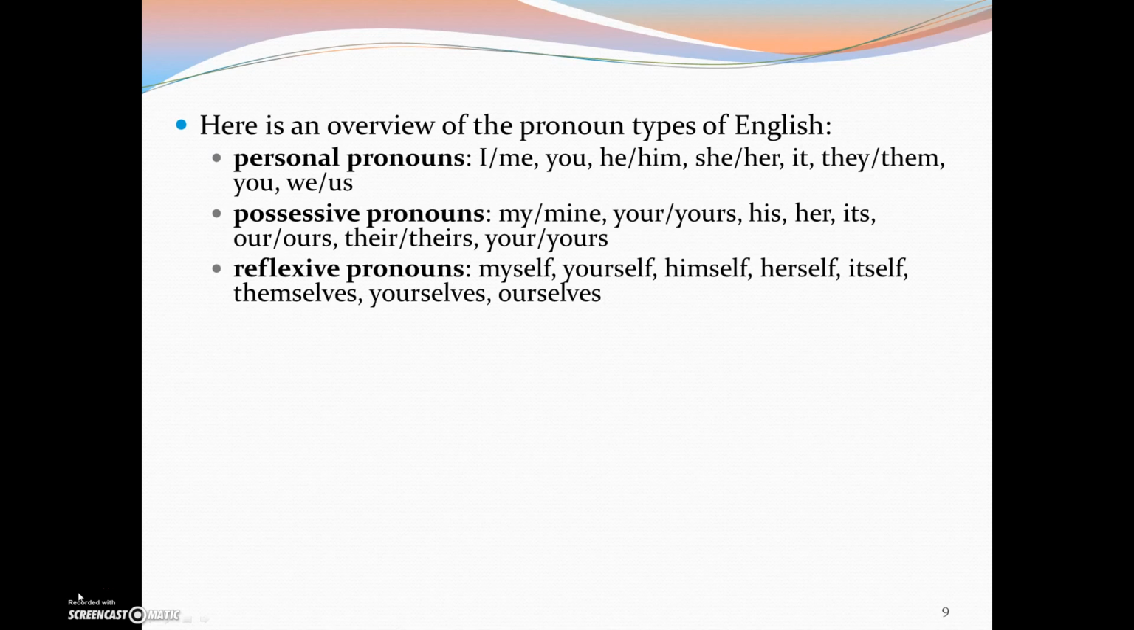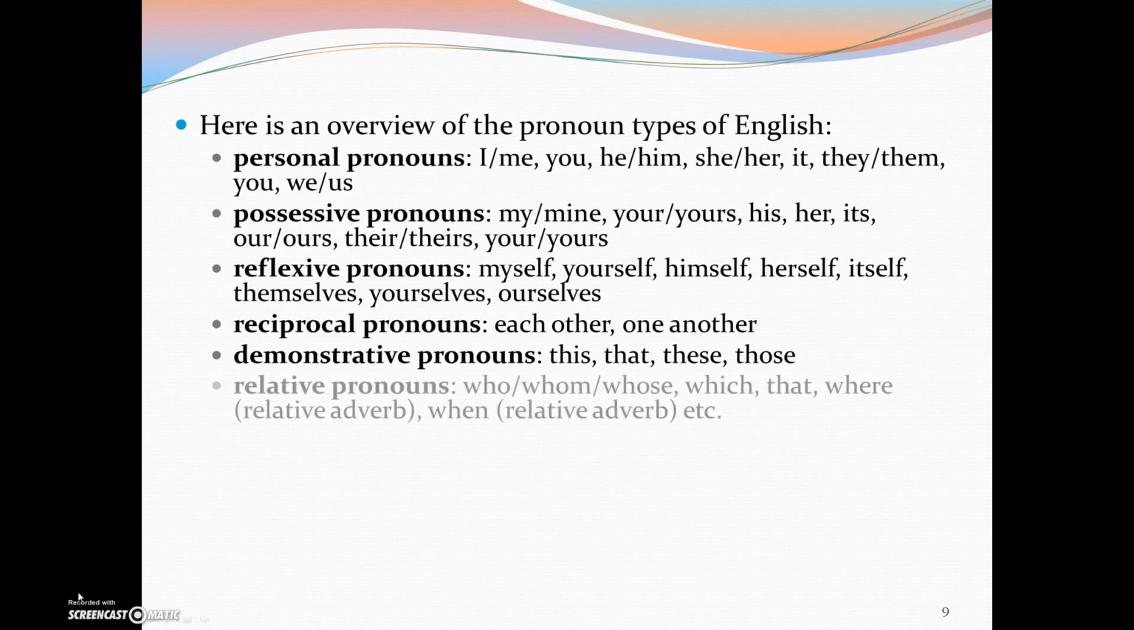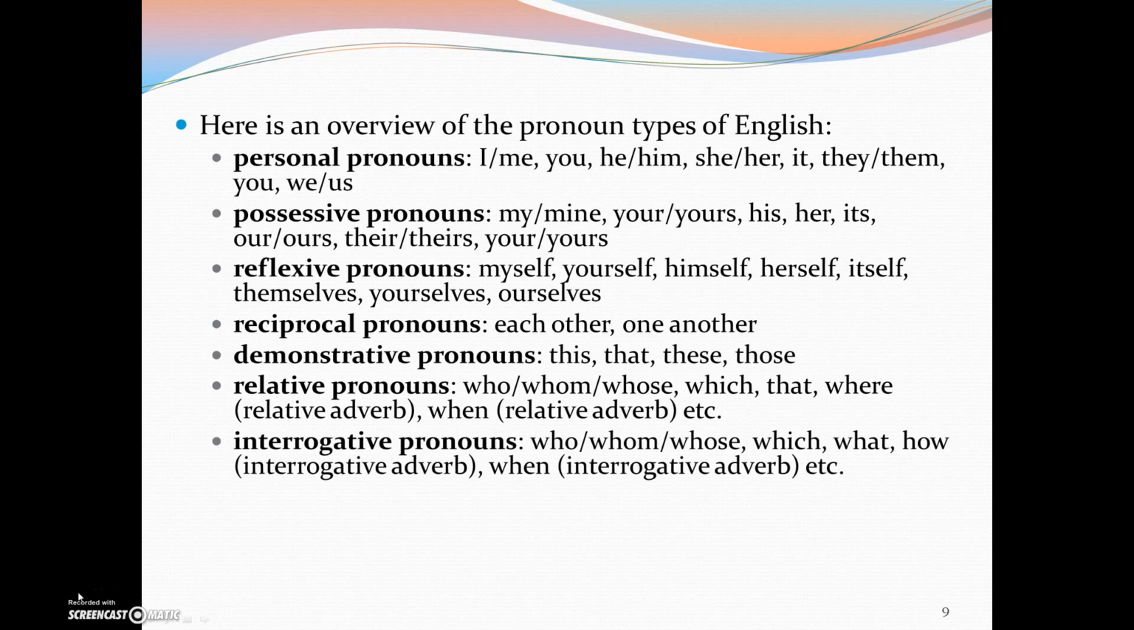We also have reflexive pronouns that refer back to yourself or another person. We have reciprocal pronouns, all right, each other and one another. So they refer to each other in a way, right? So they are reciprocal. We also have demonstrative pronouns. They again often point to things, they demonstrate things, they highlight things. We have relative pronouns. So these are used in relative clauses. And they will have a grammatical function in the clause. We have interrogative pronouns. So these ask questions, right? They're used in interrogative clauses.